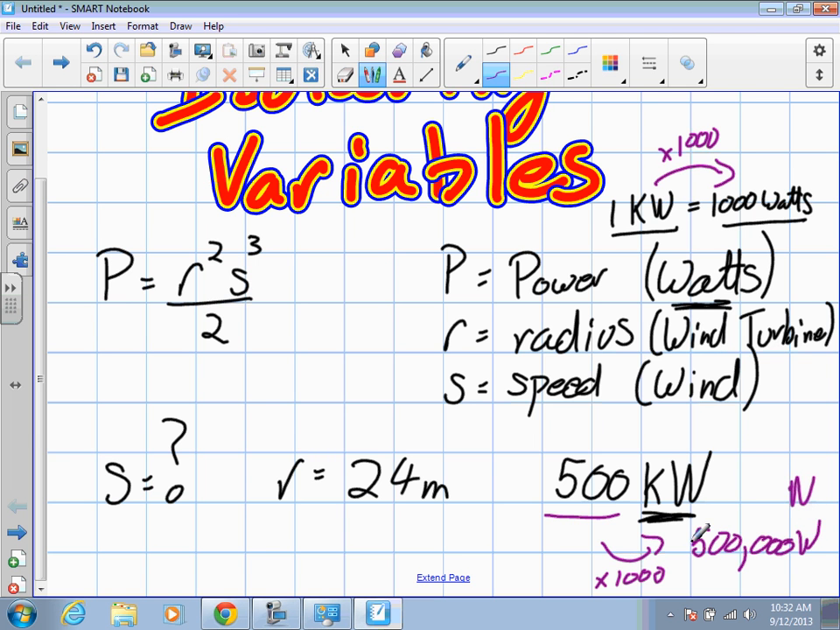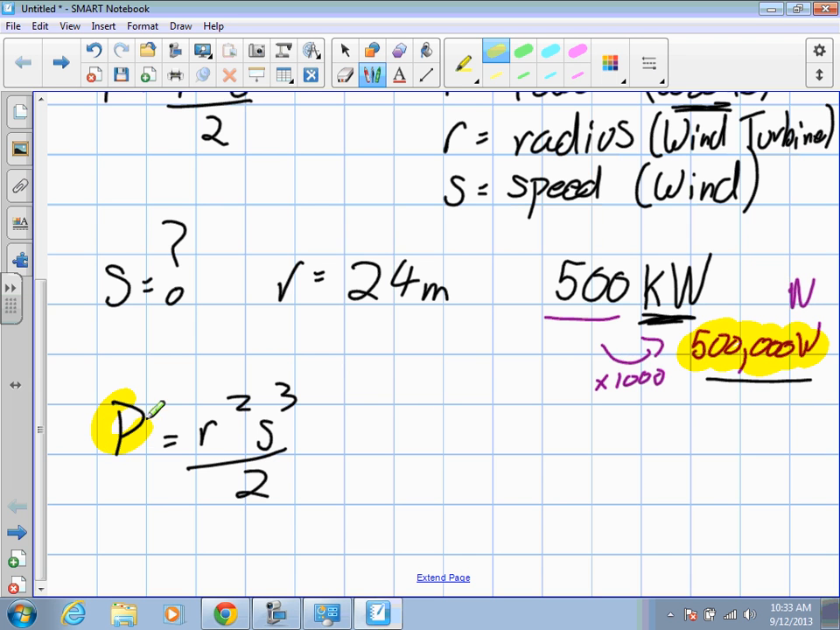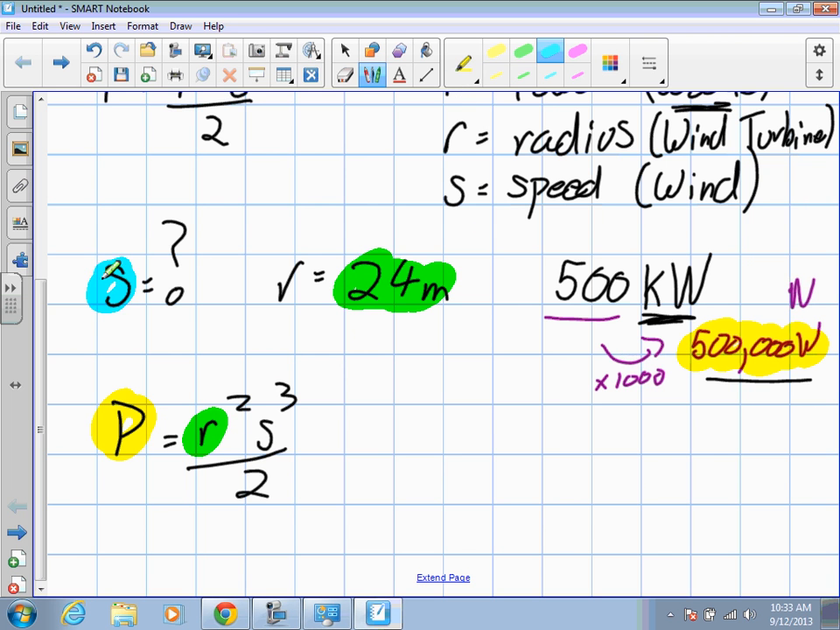watts. Okay. So, in other words, in our question again, we rewrite it. I think it was r squared s cubed. Yep, r squared s cubed over 2. 500,000 is going to be our P in this example. All right? That's the amount of power we need to generate. So we'll be plugging that in for P. The radius of our wind turbine is 24, so we'll be plugging that in for R.